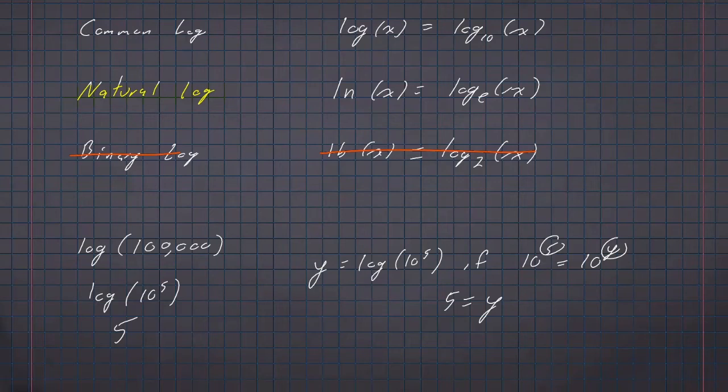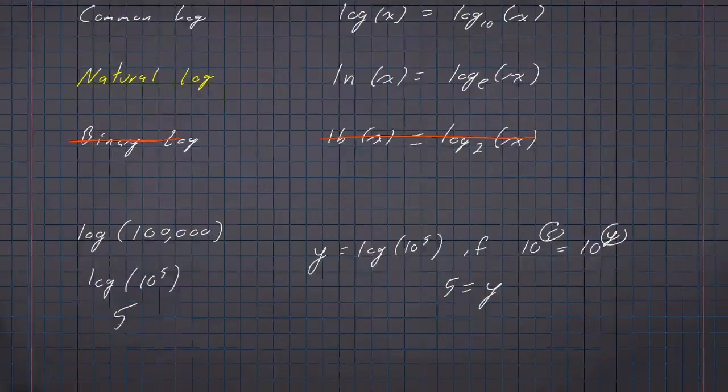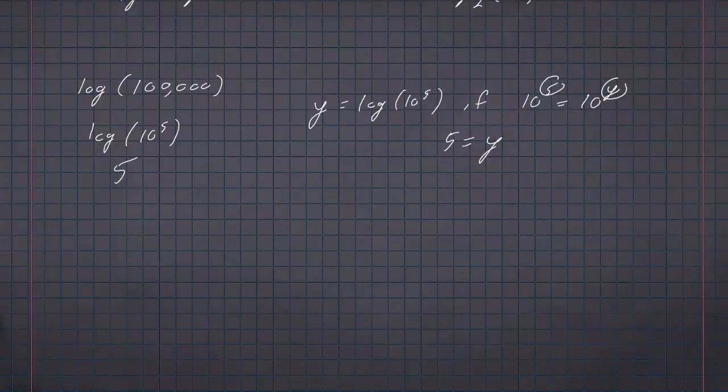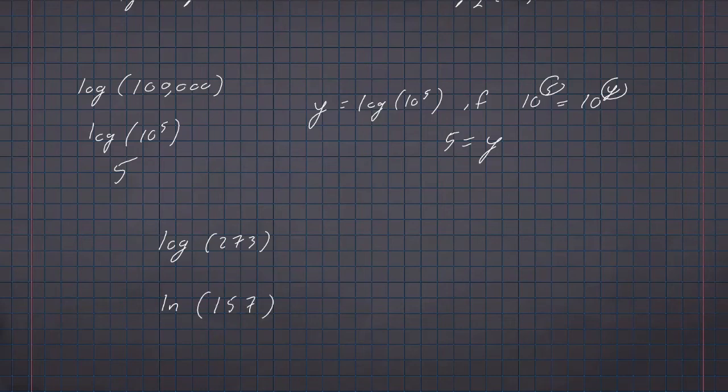If you cannot do that, and generally you cannot, instead we will use a calculator. And most calculators have a common log and a natural log feature built into the calculator. So before we get any further, I would like you to grab your calculator and calculate the common log of 273 and the natural log of 157.